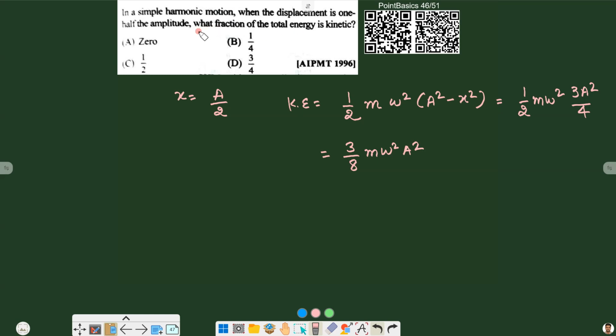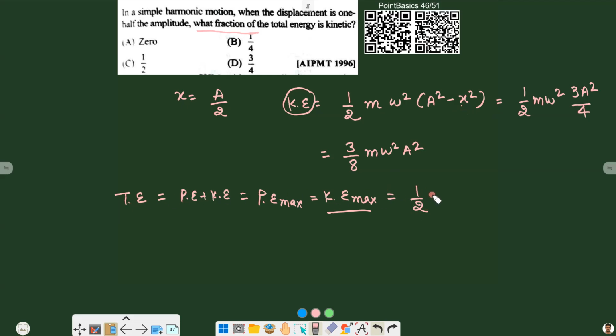Now we have to find what fraction this kinetic energy is of the total energy. Total energy of a spring is the sum of potential plus kinetic, and it is also equal to maximum potential energy, and also equal to maximum kinetic energy. Maximum kinetic energy will be when x is equal to 0, and when x is 0, total energy will be equal to half m omega square into a square. So now kinetic energy by total energy will be, m omega square a square gets cancelled from both, and it will be 3 by 8 divided by 1 by 2. So the answer will be 3 by 4. Option D is the right answer.